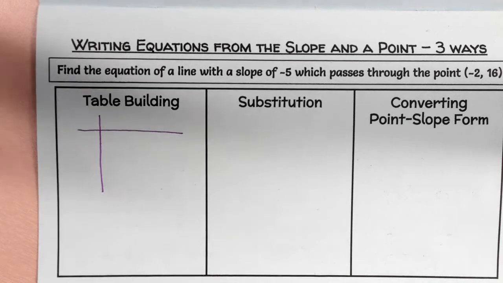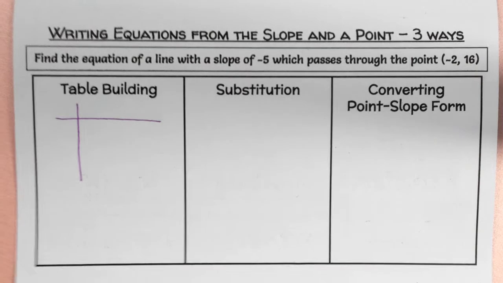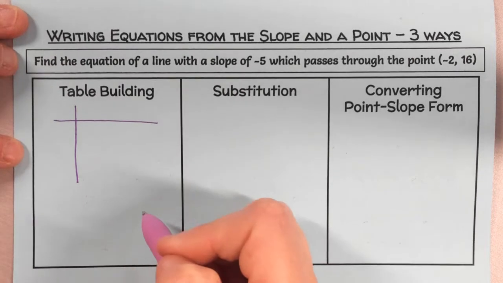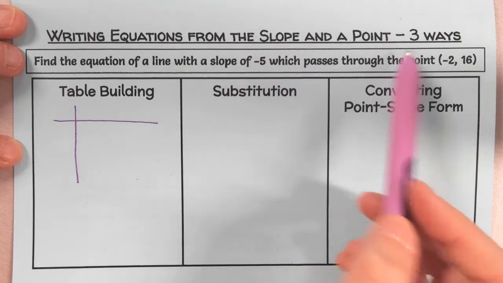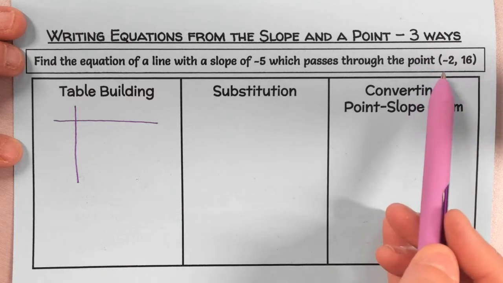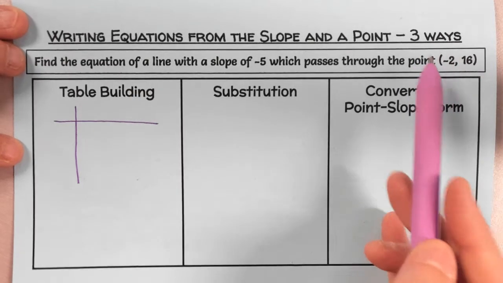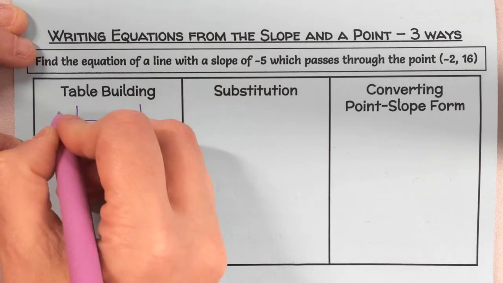All right, so last year, I don't know how y'all learned it, but I'm going to show you 2 different ways that you might have learned it. The first way that I'm going to teach you is table building. What we're looking at is equations when they give us the slope and a point, but that point is not the y-intercept. Now remind me again, why is this not the y-intercept? Because it doesn't start with 0. It has to start with 0 for it to be your y-intercept. All right, so this first method is called table building.